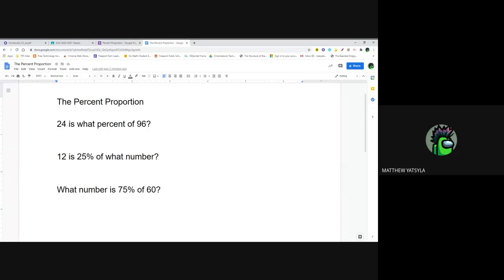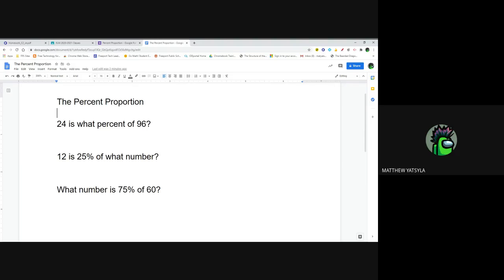All right, everybody. So today we're working with the percent proportion. Now, the percent proportion is used to find the missing piece out of a percent situation. So normally we were doing questions like, what number is 75% of 60? So again, we'd convert that to a decimal, multiply it by 60. You're still allowed to do that. All right, so don't think you have to give that up.